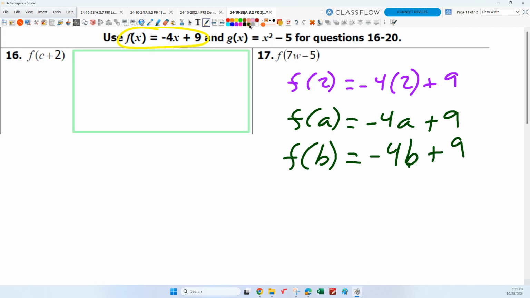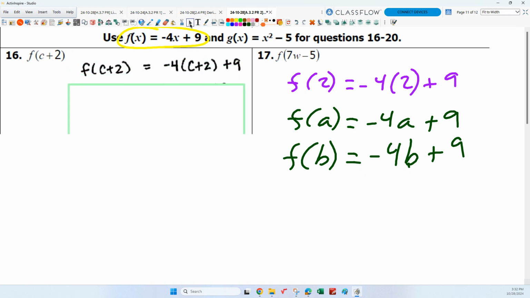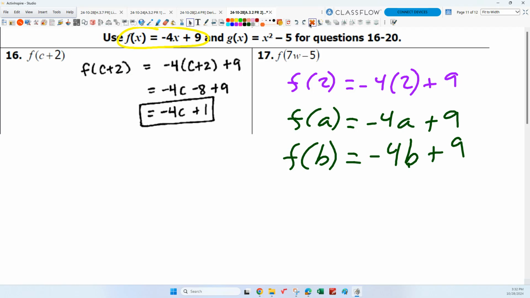Here's the one. Now we're going to make a jump. What is f of the quantity c plus 2? I'm just going to replace my x's with that whole quantity. That's the pattern. So we get negative 4 times the quantity c plus 2 plus 9. Now I could simplify that. I could distribute the negative 4 and collect like terms, and we got it.